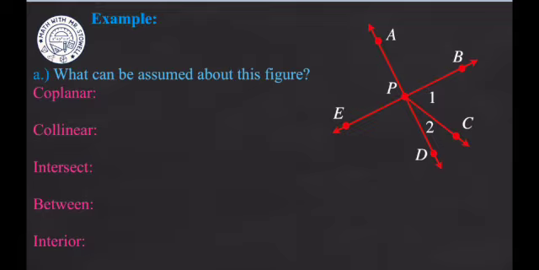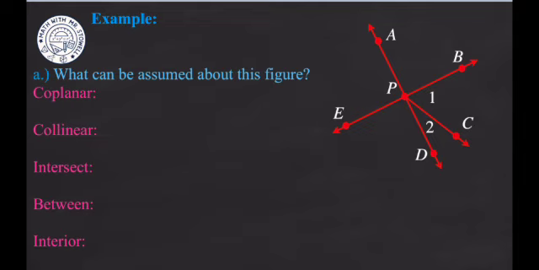Okay, so let's look at this figure. There are some things with these figures that you can assume, and there are some things that you cannot assume. So what can be assumed about this figure? Coplanar. We can assume that all of these are on the same plane. That's simple enough. We're going to assume that all these points are on the same plane.